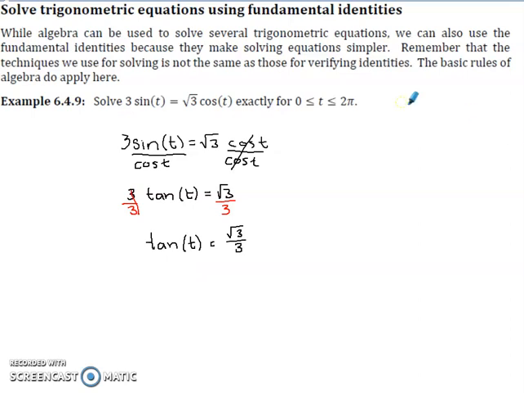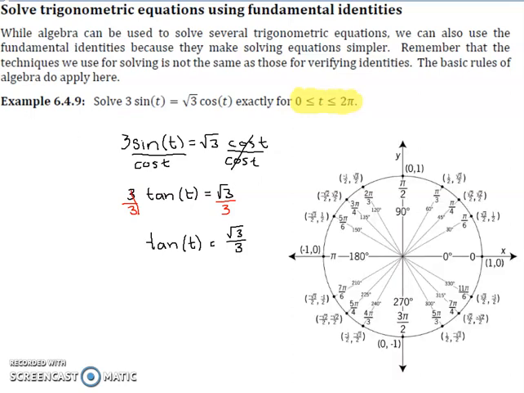We are looking on the unit circle for where my tangent function is equal to square root 3 over 3 within the interval from 0 to 2 pi. So anywhere on the unit circle, I want tangent to be rad 3 over 3. So I'll go ahead and bring up my unit circle. And I know that tangent is sine over cosine, so I want my sine value to have a square root of 3, and my cosine value should not have a square root of 3.